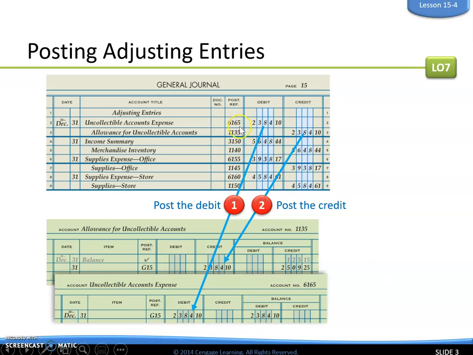And then the last step would be to bring that account number up to the post-reference column on the general journal. And this shows that our posting is complete.